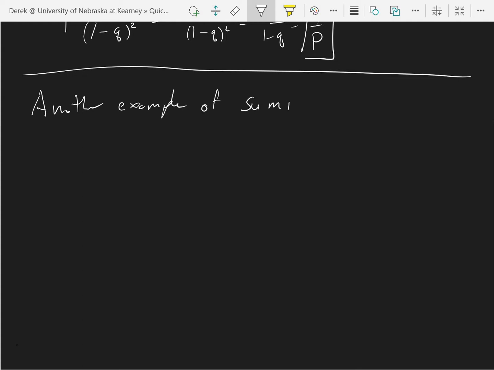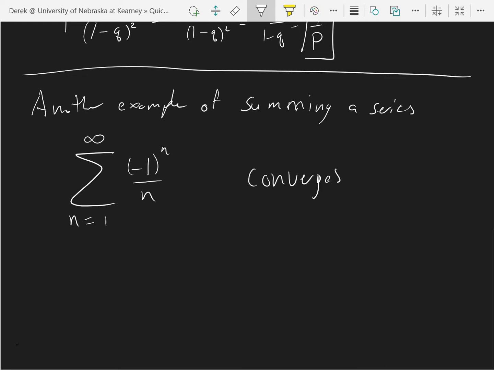Of summing a series. So let's look at the sum of minus 1 to the n over n from n equals 1 to infinity. We had talked earlier, the alternating series test, I think, is when we saw this series, and we determined that this converges by the alternating series test, right? But we said we don't know how to calculate this yet.